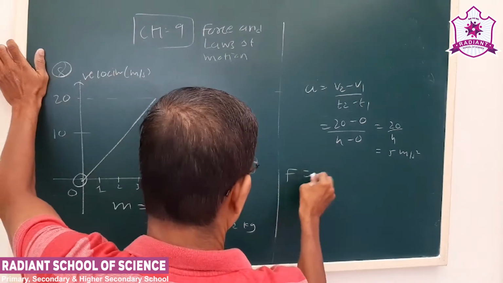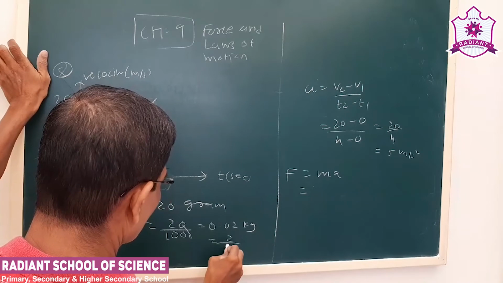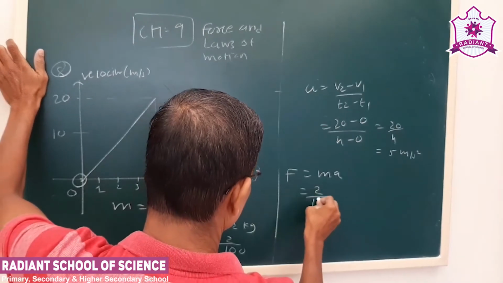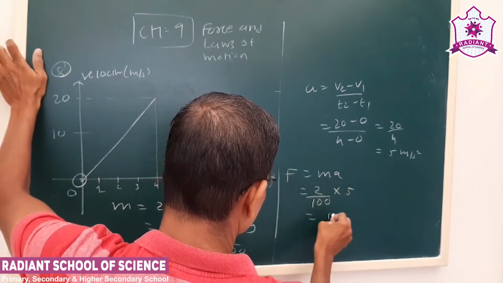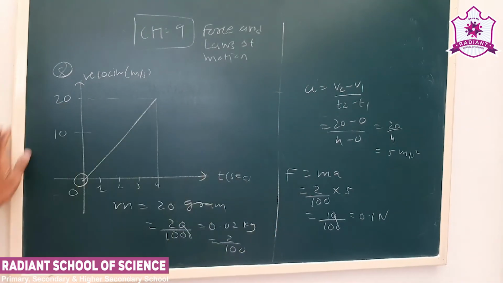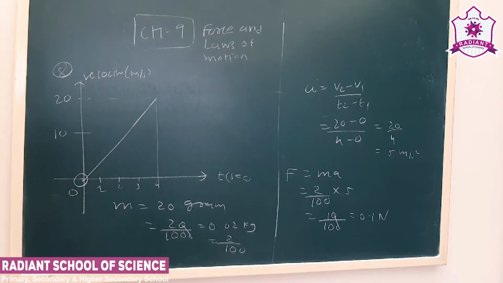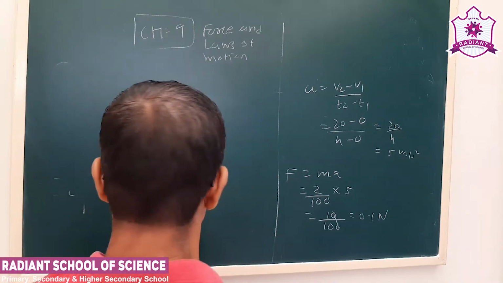Now see our equation, F is equal to ma. We can write 2 upon 100. Acceleration is 5. The force acting is 0.1 Newton. Now, if the velocity time graph is given, we can find out the force. The slope of the velocity time graph gives the value of acceleration, and then we have to use the equation F is equal to ma. Now, see our next question.